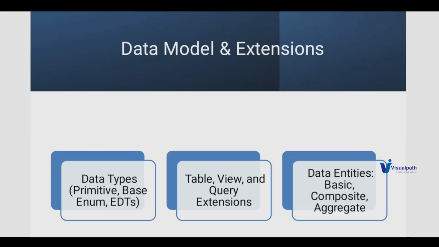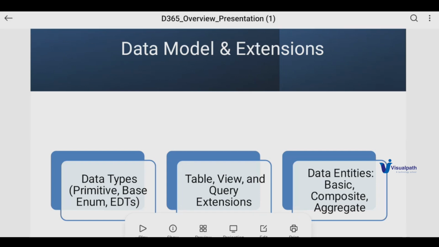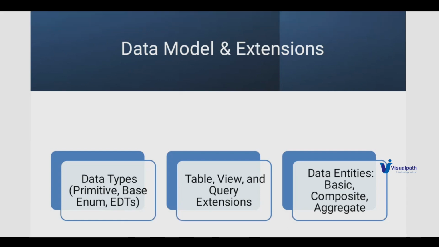EDTs, as the name suggests, are extended data types. Now, it is the same data types that you have as the primitive or the base enums, but these are the extended data types. So what is an extended data type? It's like, you know, you have a string. So let's say you are creating something called a purchase order number, right? A purchase order number has been created, and this purchase order number is supposed to be 20 characters.